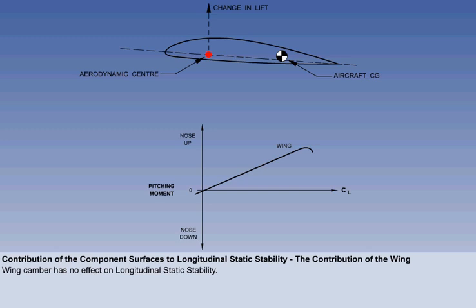The net pitching moment about the lateral axis is due to the contribution of each of the component surfaces. A fact the examiners might be interested in is that the wing camber has no effect on longitudinal static stability. This is because the pitching moment about the aerodynamic center is always nose down, regardless of angle of attack. The contribution of the wing has already been explained in previous lessons. But to remind you, the wing is destabilizing because the aerodynamic center is forward of the aircraft CG.